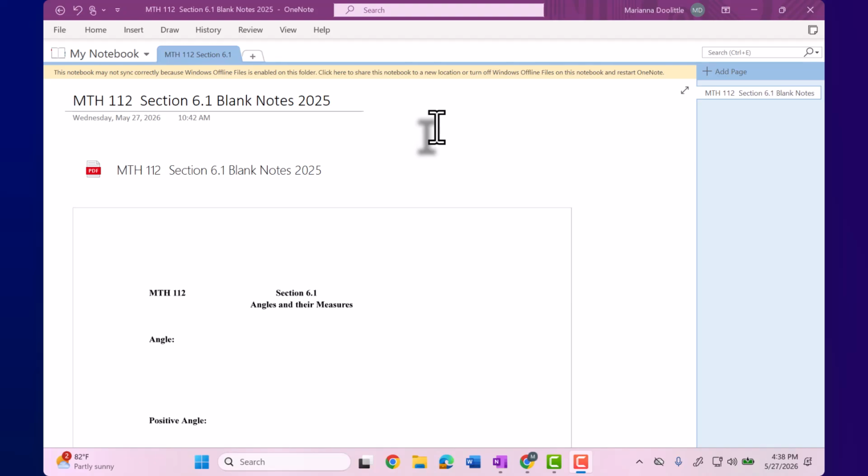In this video, we will be looking at section 6.1, angles and their measures. We will be looking at the different types of angles, different ways to measure them, and looking towards the end at some formulas that involve our angles. And so let's just get started with some basic definitions to make sure we are all on the same page, as we'll be using these terms throughout the entire semester.